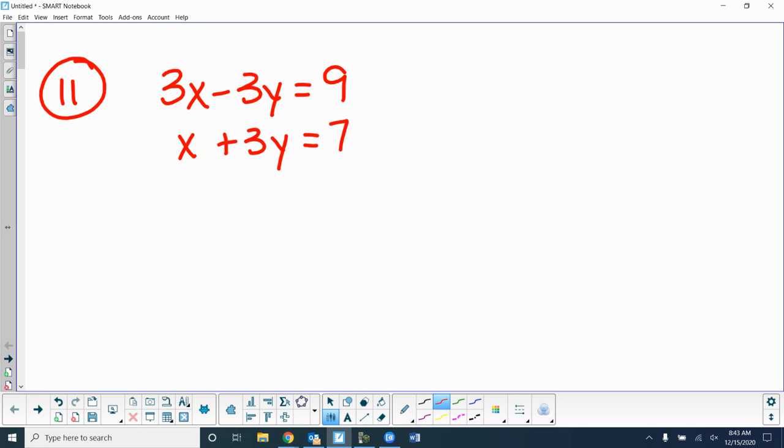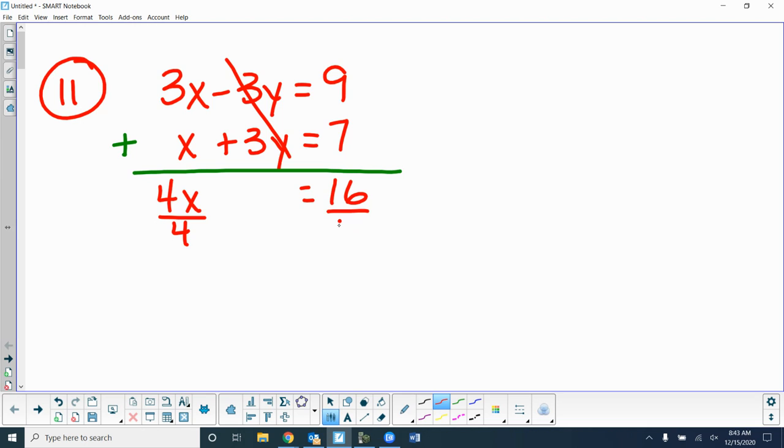All right, so the y's are going to get eliminated and the signs are different. So when they're different, I told you, you should add them, right? Because opposites, when you add, give you 0. So I got 3x plus 1x, that's 4x. Negative 3y plus 3y eliminate each other. And then 9 plus 7 is 16. Divide both sides by 4, and you know what your x is.